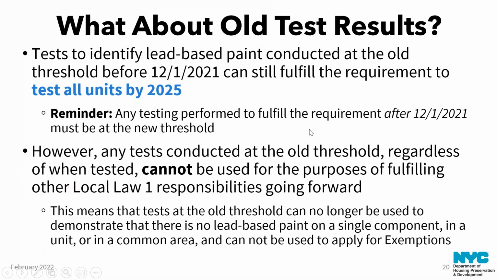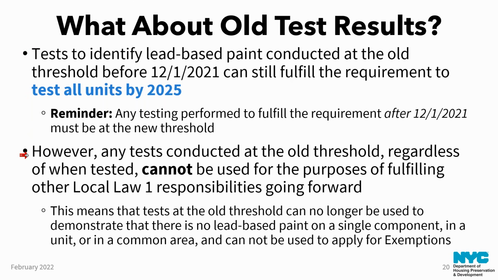Now, some of you may be asking the question, well, what about any old test results I have collected? Those results do still satisfy the requirement to have all units tested by 2025. So if you had already begun complying with that requirement and collected test results at the old action level, then that still suffices to show that you have complied with this law requiring you to test all of your units. As a reminder, of course, any testing that took place after the new threshold took effect, after December 1st, 2021, must have been done at the new action level.